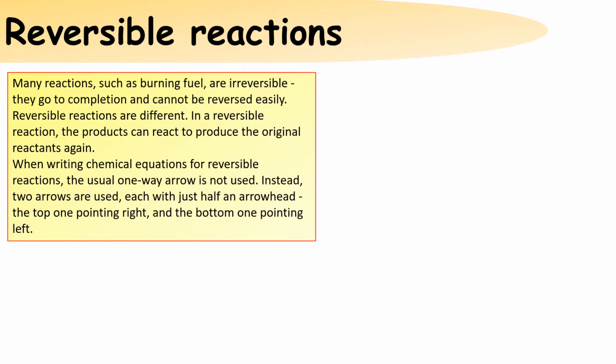Many reactions, such as burning fuels, are irreversible and they go to completion and cannot be reversed easily. Reversible reactions are different. In a reversible reaction, the products that are produced can go and reproduce the reactants again. When writing chemical equations for reversible reactions, the usual one-way arrow is not used. Instead, two arrows are used that go in both directions.